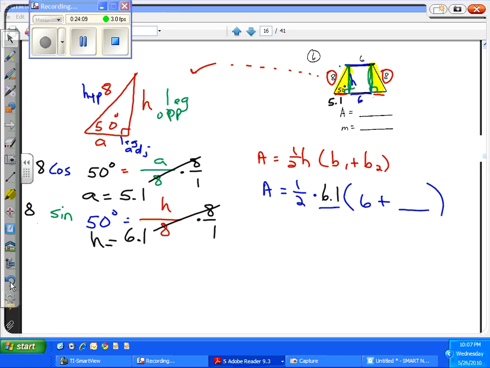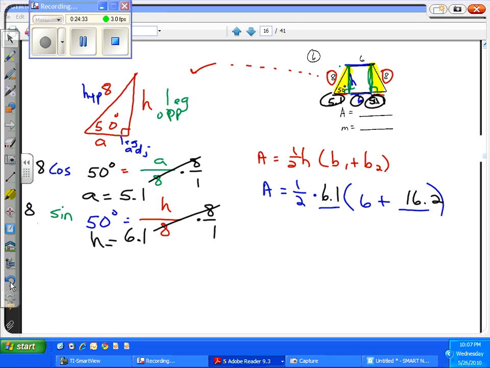This little piece of the base is 5.1. Therefore, this is 5.1. Two 5.1s is 10.2. A 10.2 and a 6 is a 16.2 for the lower base. This plus this plus this. Okay. So now we got all we need.